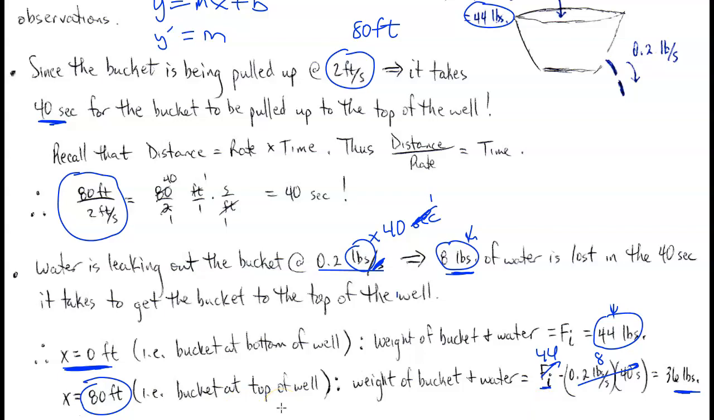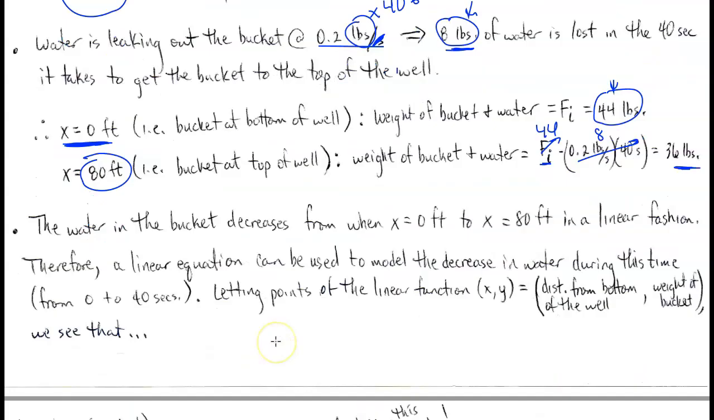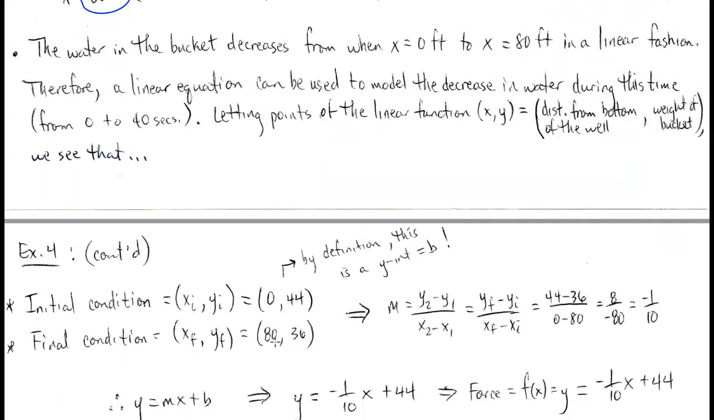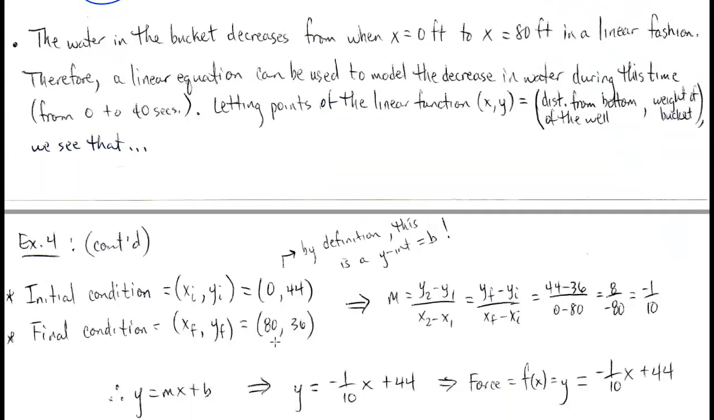Okay. Now, what this means is that the more we pull the bucket up, the easier it's going to be to pull it up, because it's weighing less and less the longer we pull it up. All right, so we see that the water in the bucket decreases from when x is 0 to x is equal to 80 feet in a linear fashion, and I've already explained why.